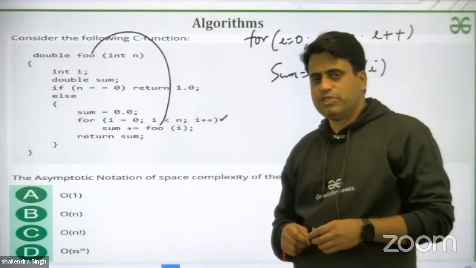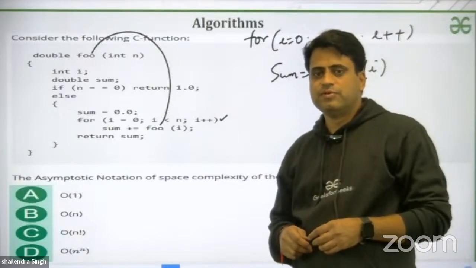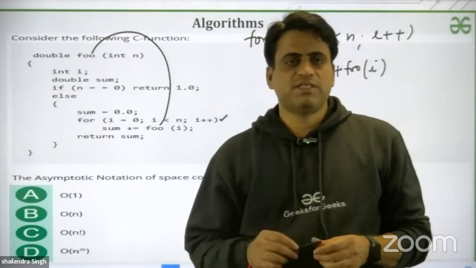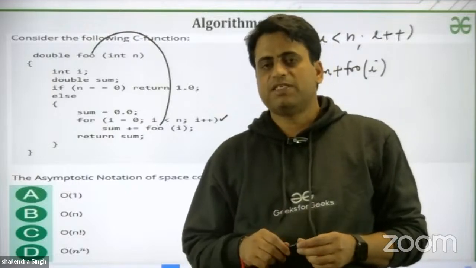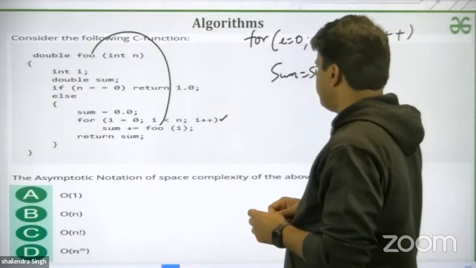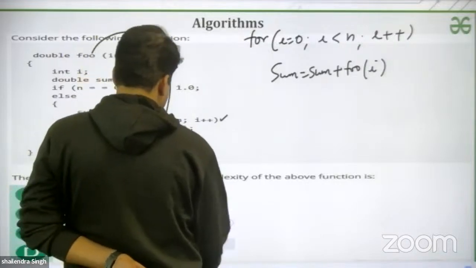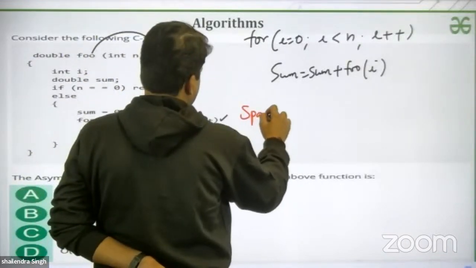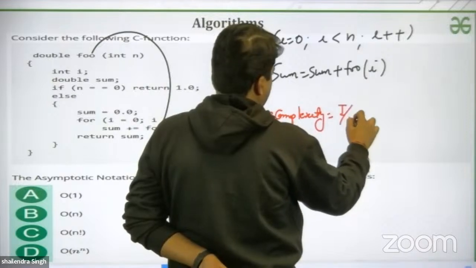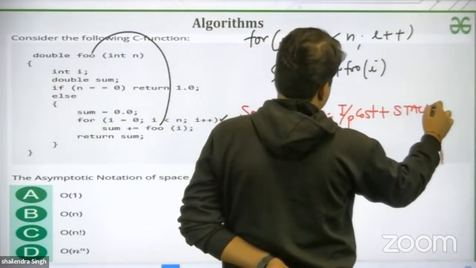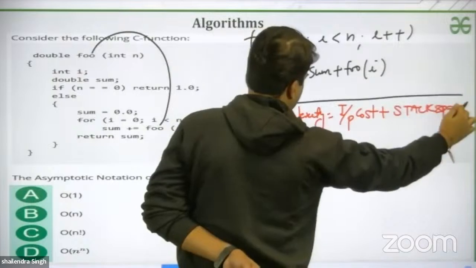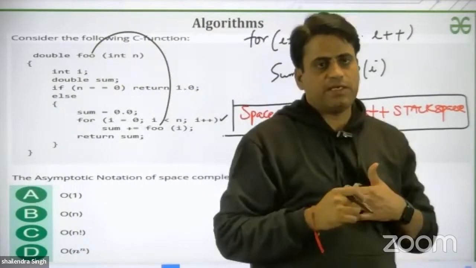So what is the definition of space complexity for a recursive algorithm? Space complexity means the maximum number of functions in the stack at a particular time, right? For a recursive algorithm, if we talk about space complexity, it is input cost plus stack space, right, stack space. Okay. So input cost and stack space.